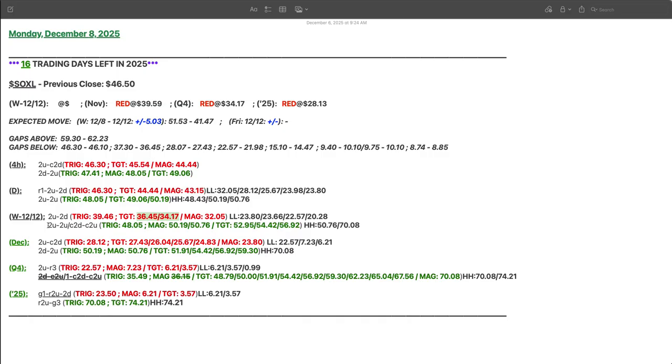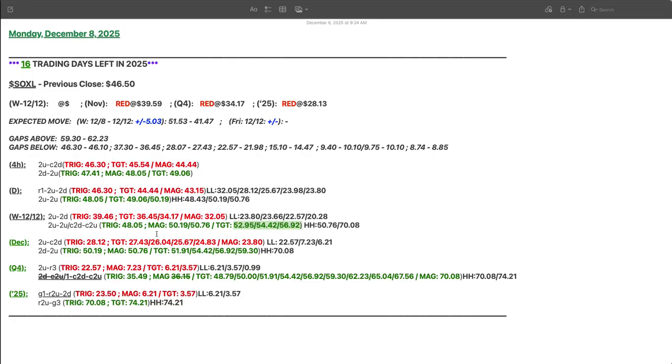All right, so if we go to the upside instead, that triggers a 2 up, 2 up, or the combo 2 down, 2 up, which triggers at 48.05, has a magnitude of 50.19 and 50.76, right? So the combo 2 down, combo 2 up, first magnitude would be 50.19, second magnitude would be 50.76, and from there we would have extended targets of 52.95, 54.42, and 56.92.